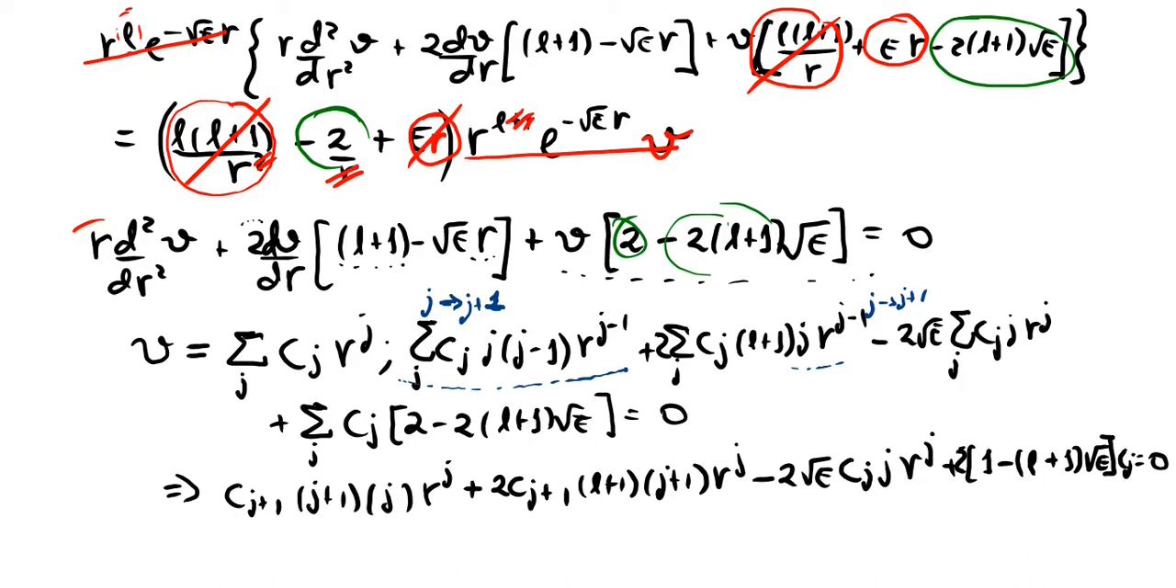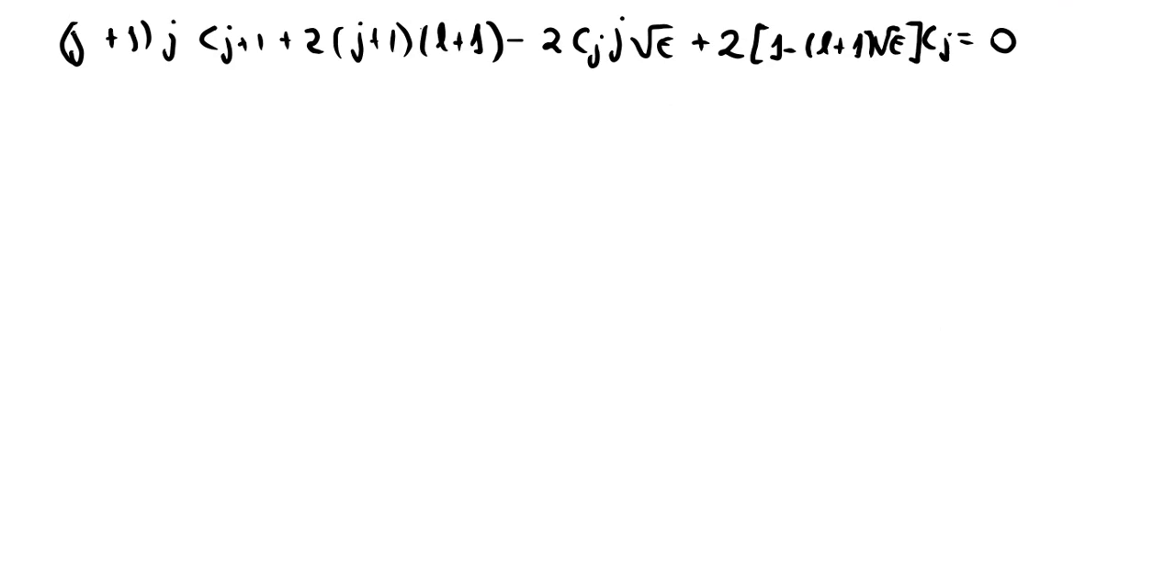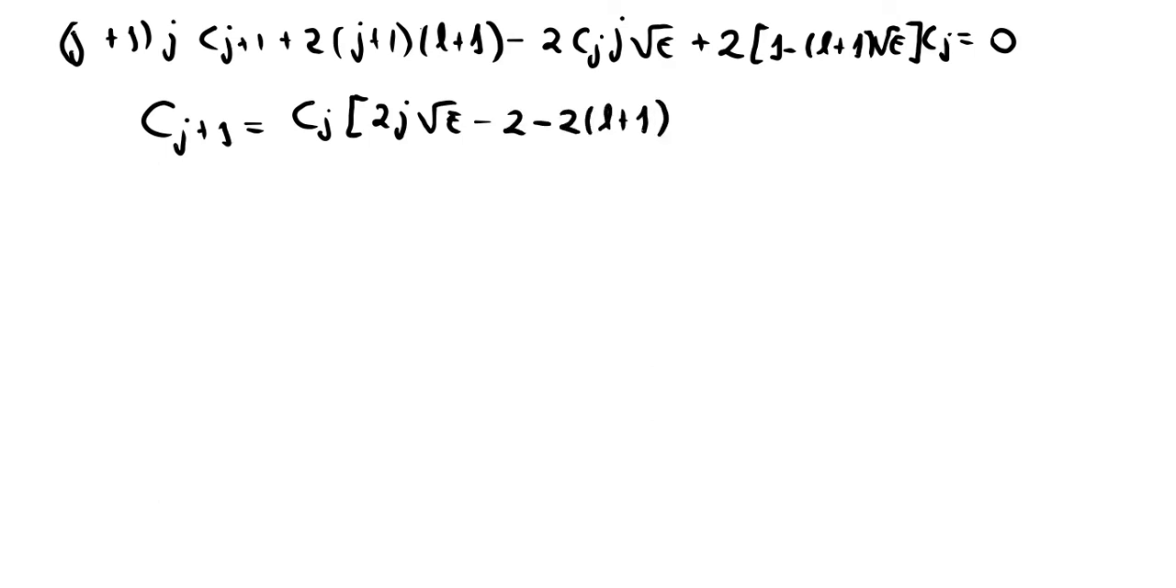So let me collect these terms in the other page here so that we can see how they go. So that's how the terms go. Now, if this is equal to 0, then I'm able to isolate Cj plus 1 equal to Cj times 2 square root of e minus 2 minus... I have something like this. These are all the terms that multiply Cj here, for example. And then in the bottom you have something like this.